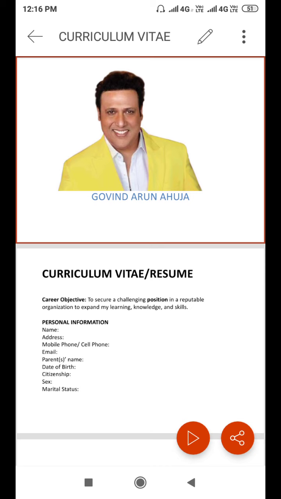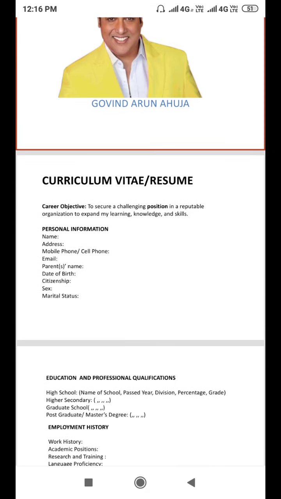You can now paste your photograph as I have pasted here. I have used Govinda Arun Ahuja. You know him. So you can paste your photograph and then your name, and you can start writing curriculum vitae or resume.